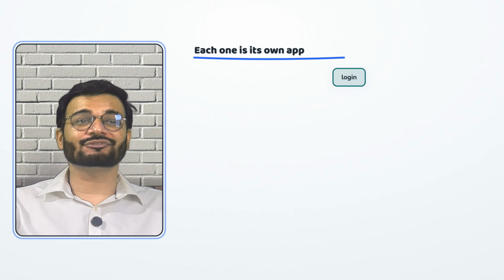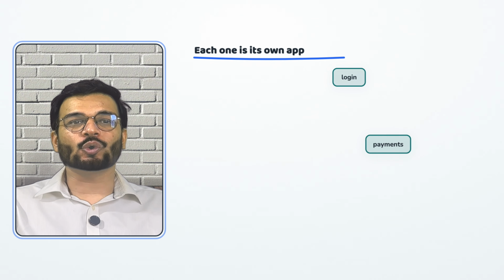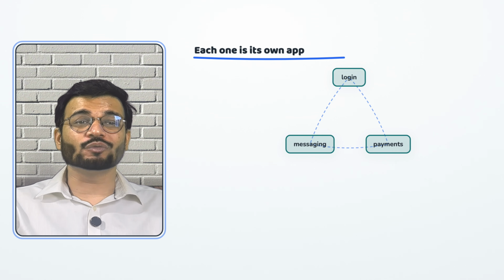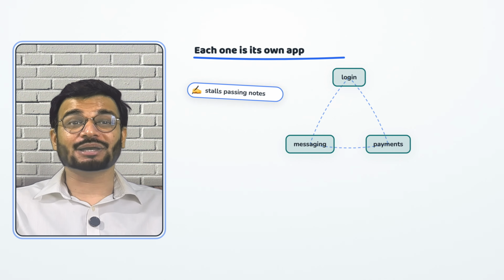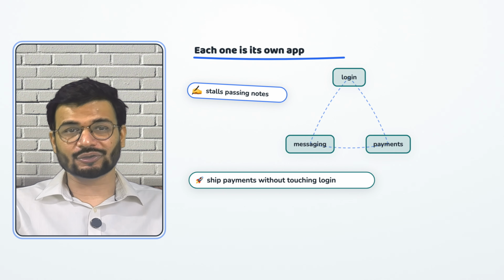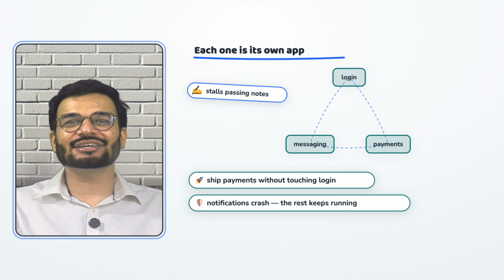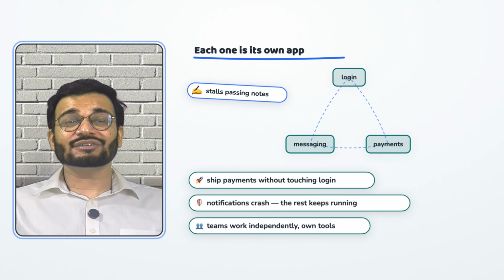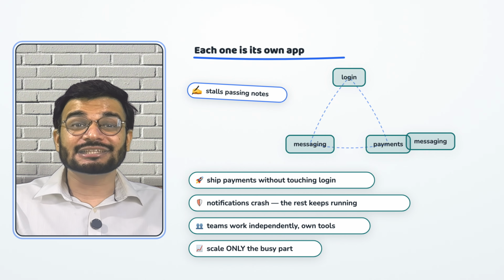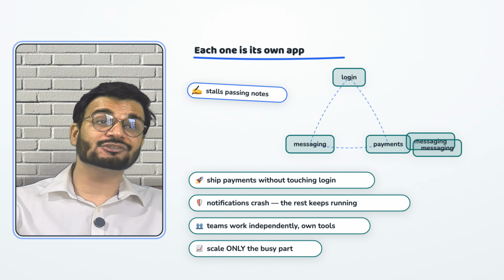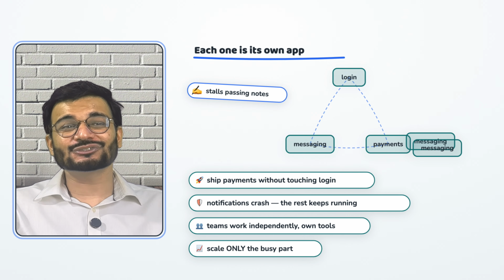So microservices flips this. Each service is its own little app running separately, often owned by a different team. They talk to each other by sending messages over the network, like the stalls passing notes. The wins are real. You can update the payment service without touching the login. If notifications crash, the rest of the app keeps running. Different teams can work independently and even use different tools. You can scale just the busy part. If everyone's messaging but nobody's changing settings, you add more messaging servers only.